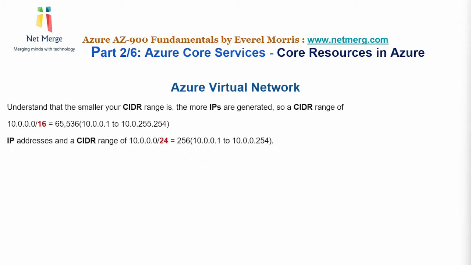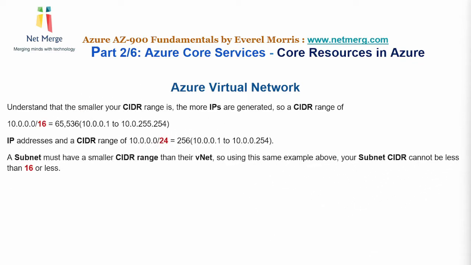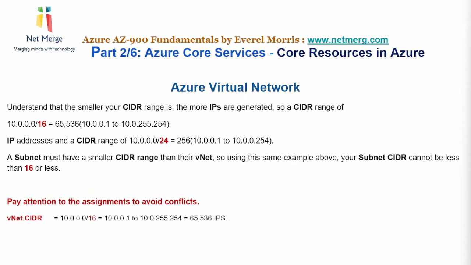Now the CIDR range of /24 is only 256 IP addresses that you would have at your disposal. So I just want to show you the difference between the two. And then I want to show you the subnet must have a smaller CIDR range than your VNet. So it means that you would have to use a larger number for your subnet than you would have for your VNet in order for it to work and you not having IP conflicts. Now pay attention to the assignment to avoid conflicts. If you don't do that, you're going to get the error that there are conflicts, and sometimes you might not get the error until it's too late or it's in production.